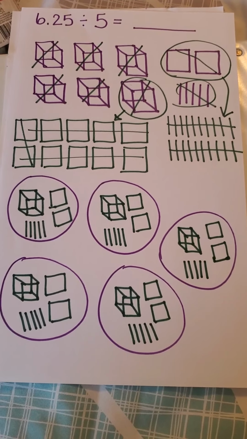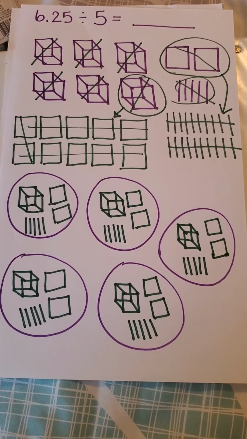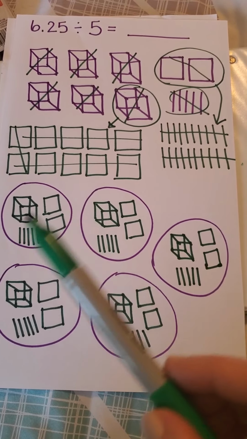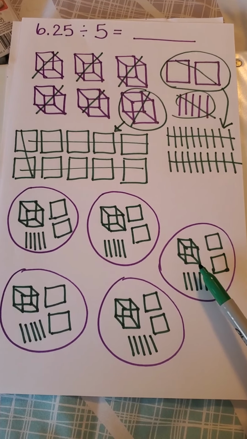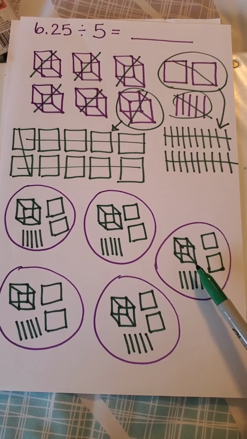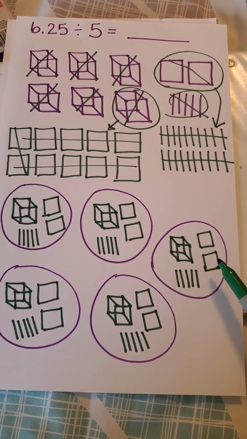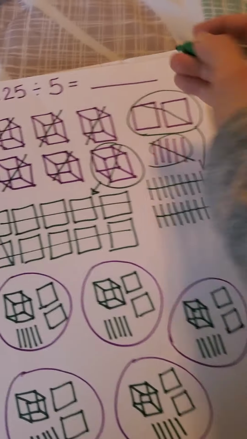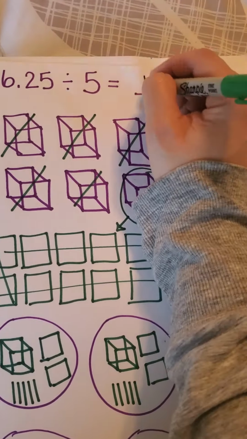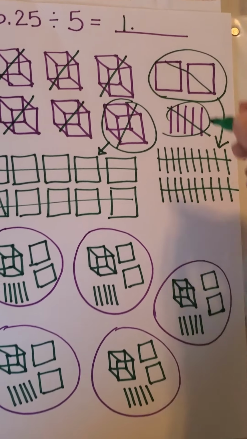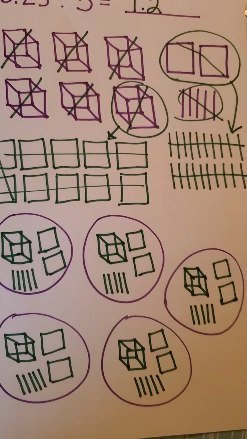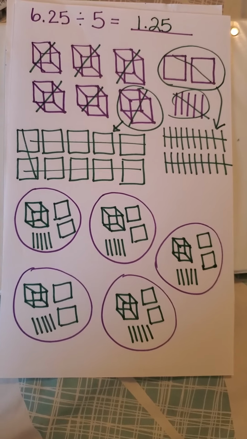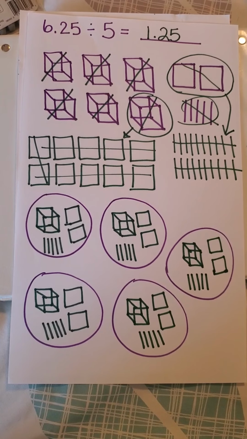So my answer is one of my groups here. So I took my 6 and 25 hundredths, broke it into 5 groups, and each group is left with 1 and 25 hundredths, right? So 1 is your big cube there. So 1 and 2/10ths and 5 hundredths. So your answer is 1 and 25 hundredths.